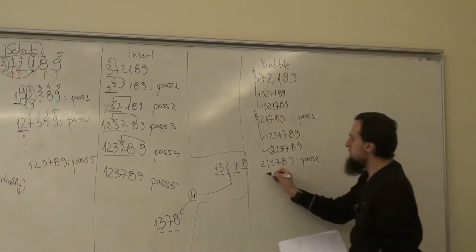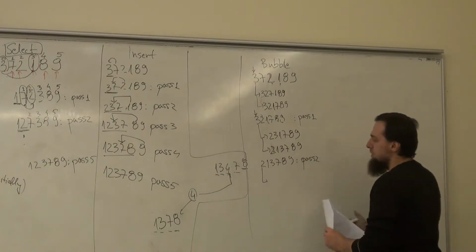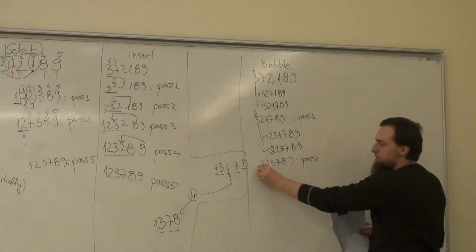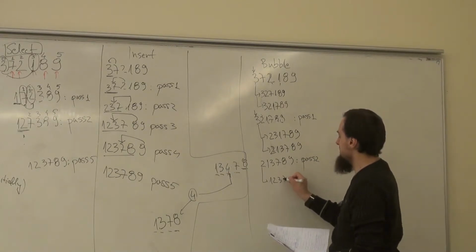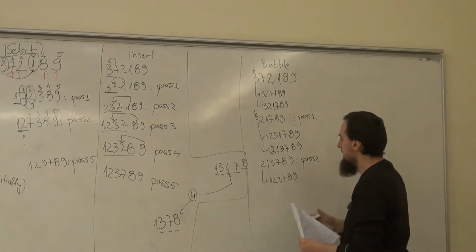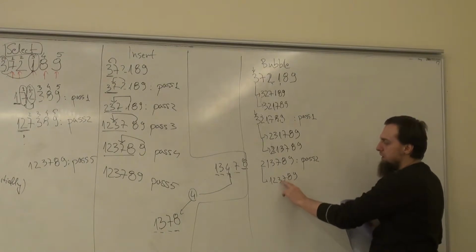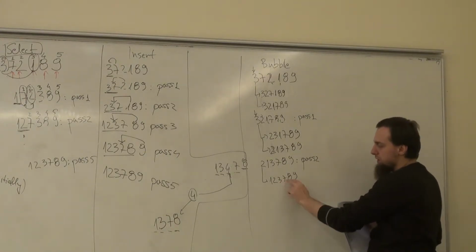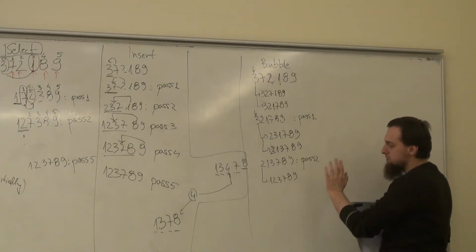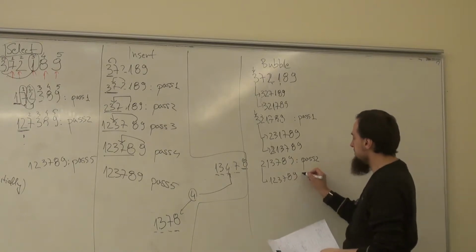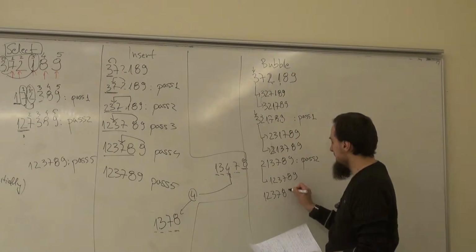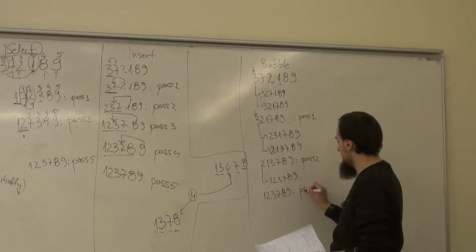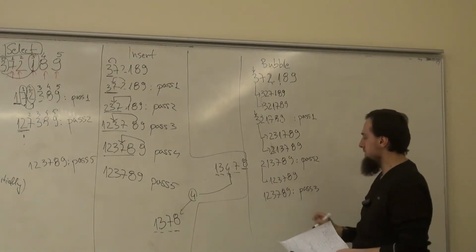Okay? Now again, we start from the beginning. 2 and 1. 2 is heavier, that's why they switch places with 1. We have 1, 2, 3, 7, 8, 9. 2 and 3, it's okay. 3 and 7, it's okay. 7 and 8, it's okay. 8 and 9, it's okay. We don't have to do anything. So basically, pass 3, 1, 2, 3, 7, 8, 9. This is pass 3. And we are finished here.